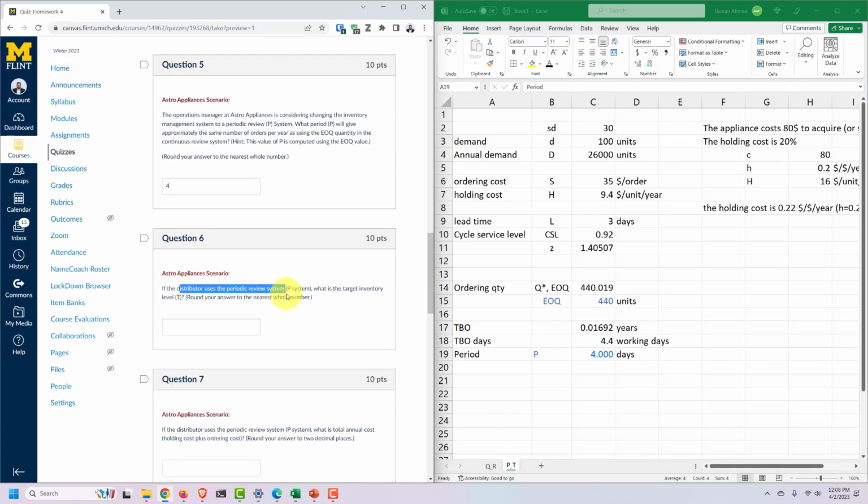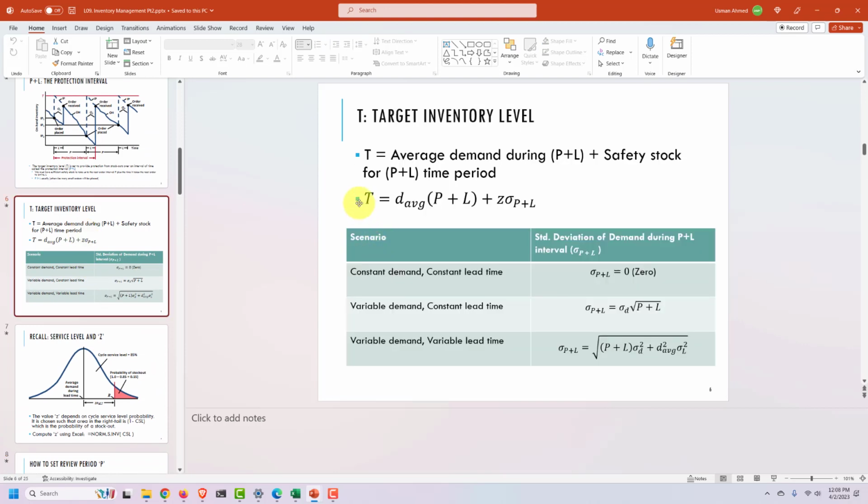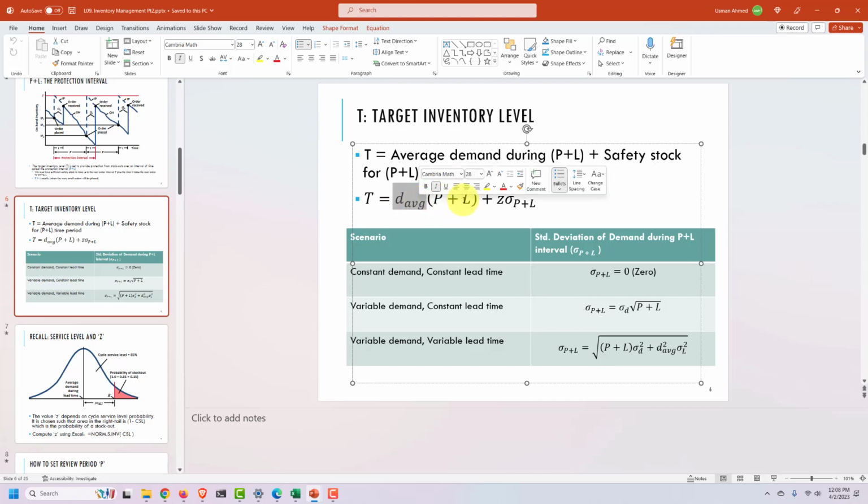If the distributor uses the periodic review system, what is the target inventory level T? Again, we refer back to our slides. Here is the formula on slide 6, inventory management part 2. Target level T is the average demand, daily or in the same units as P and L. If P and L are in weeks, this will be weekly demand. We have L is 3 days and P is 4 days, so P plus L is in days, so this will be daily demand. The time units have to match up. So demand times P plus L. This D is never the annual demand. It's going to be daily demand or weekly demand, something like that.